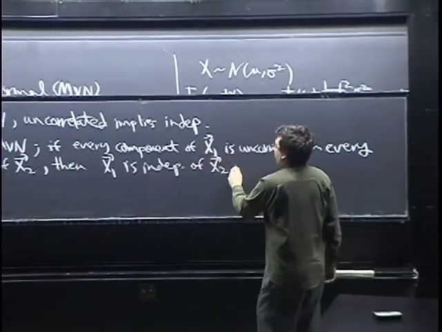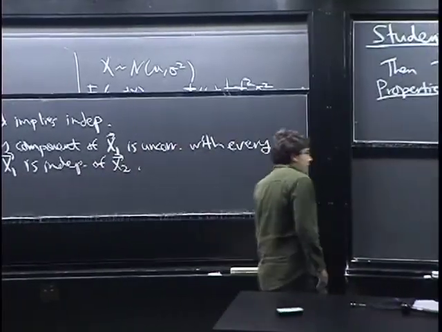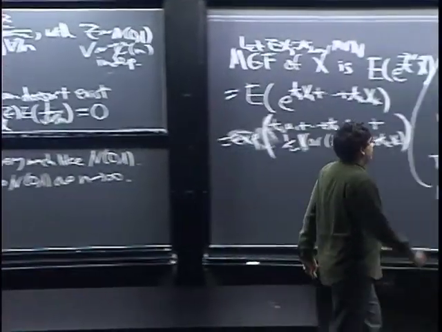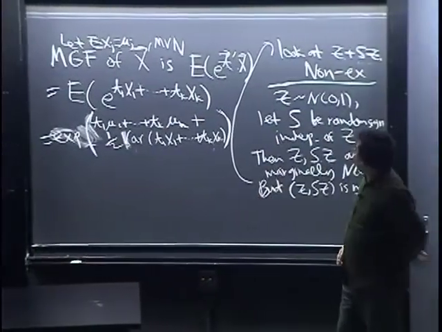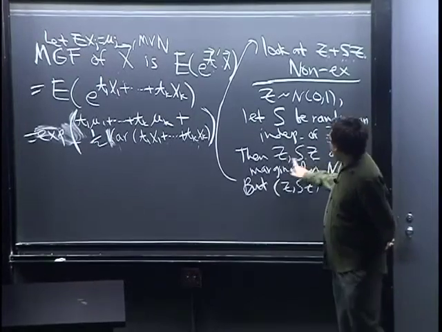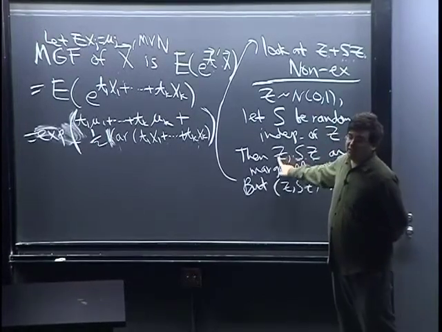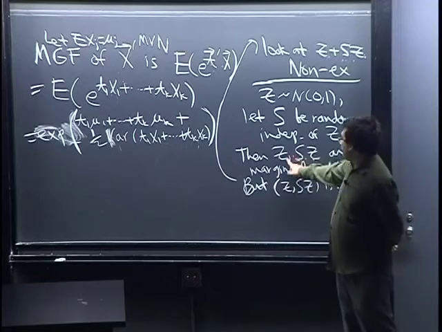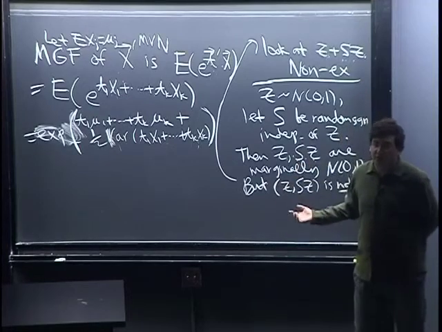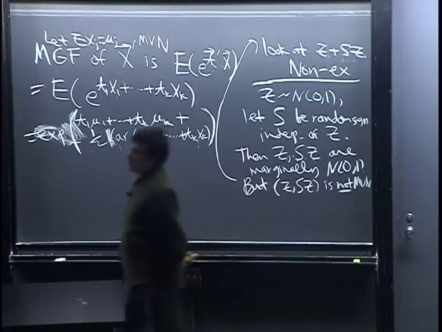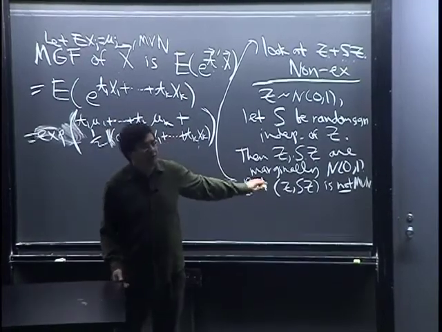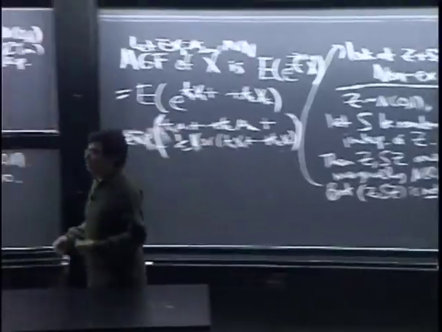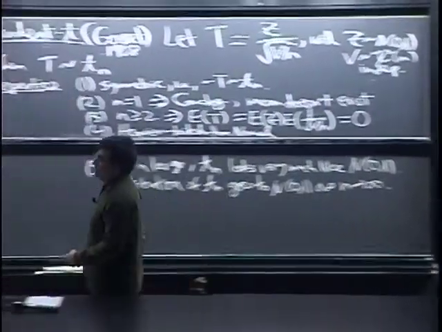If we allowed weird examples like this one, then that statement would not be true, because z and s times z are clearly not independent. But they are uncorrelated, because if you compute the covariance of this and this, you get 0. So these are normal and they're uncorrelated, but that doesn't imply that they're independent. But with the multivariate normal, that is true.